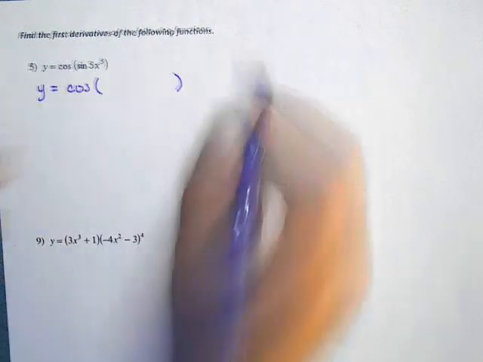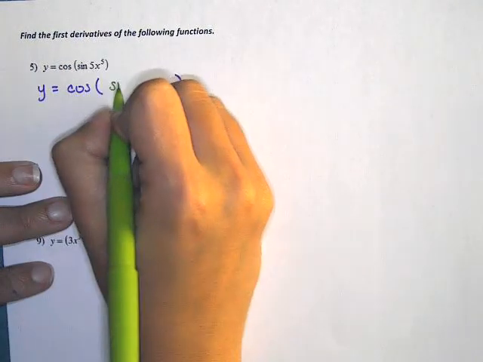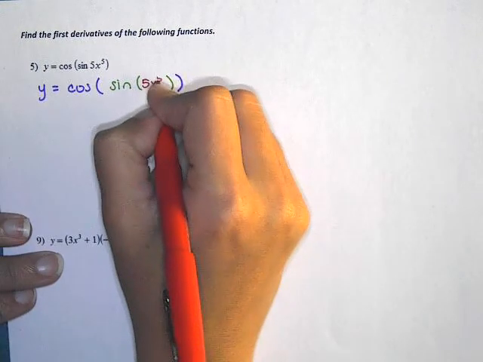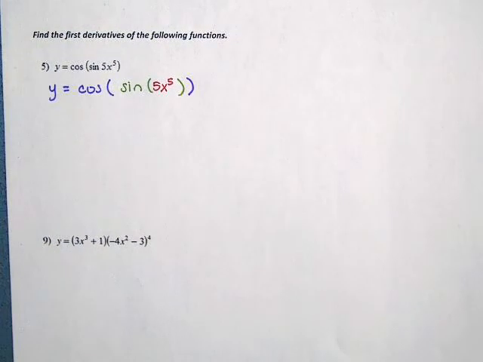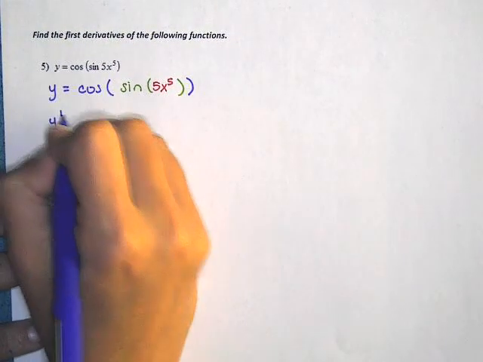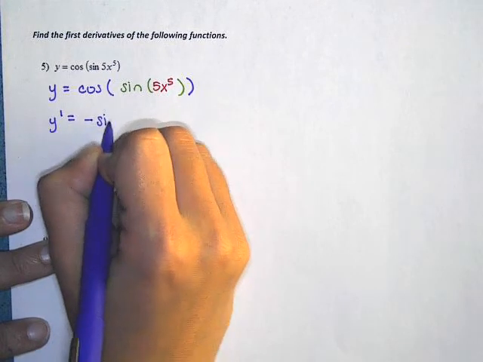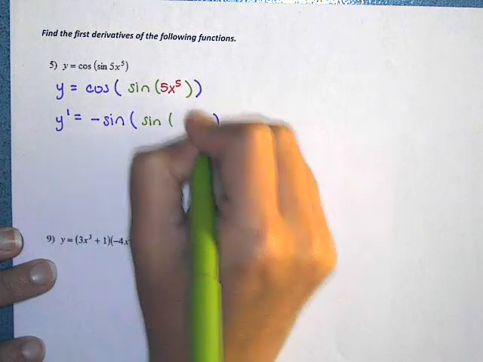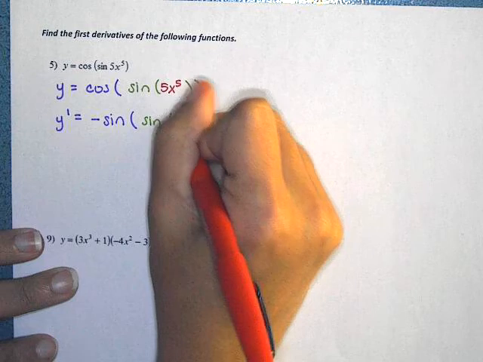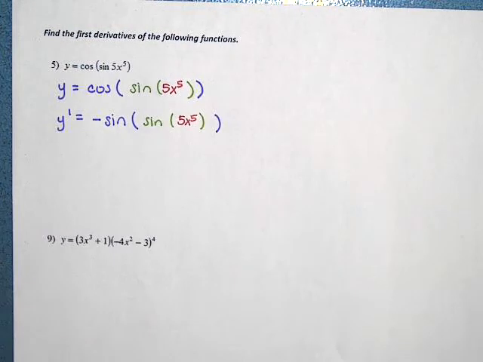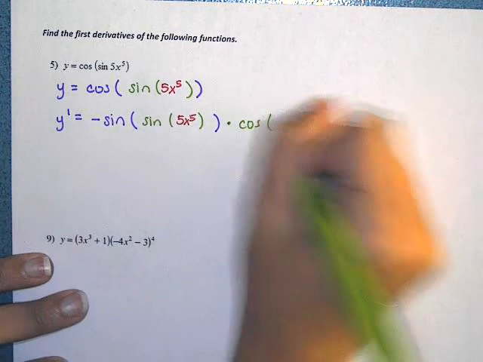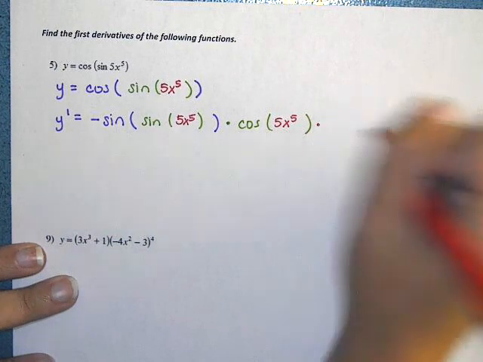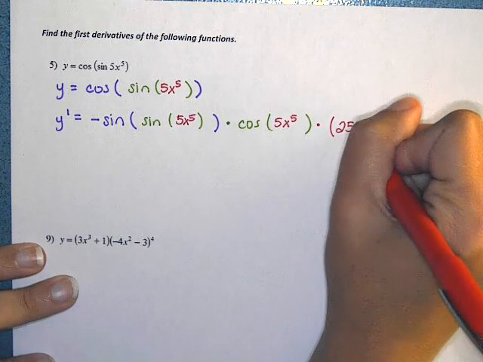So cosine would be one color, sine would be another color, and the third color would be 5x to the 5th, which is inside of the sine function. Now we're going to take a derivative. The derivative of cosine would be negative sine. Leave all the inside stuff alone. The derivative of sine would be cosine. Leave the inside stuff alone. And the derivative of the inside stuff would be 25x to the 4th.